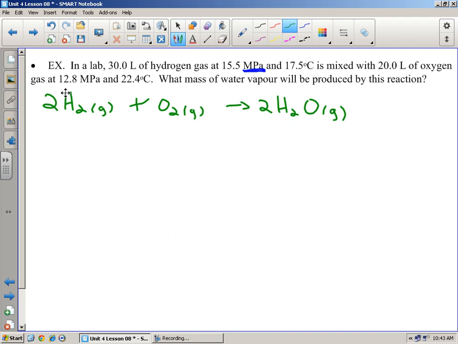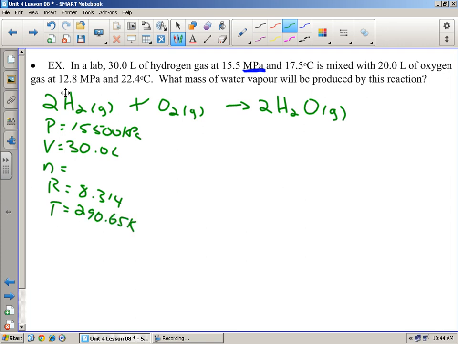We got 30 liters of hydrogen gas at 15.5 or 15,500 kilopascals. Let's see. Looks to me like it makes most sense probably to talk about PV and RT there because we already have the pressure and the volume, right? So R, we know, is 8.314. And the temperature, they tell us actually the temperature there too, so that's probably a good idea here. 17.5 and 273.15, we get 290.65.